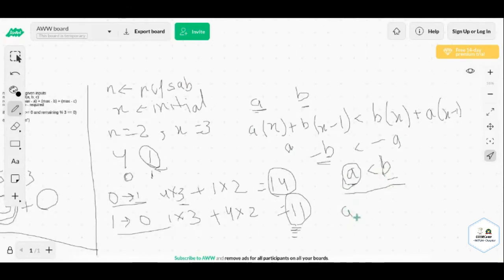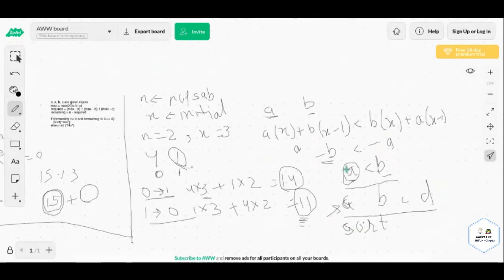So there are many subjects, A, B, C, D, with these numbers of chapters. What we can do is sort this in ascending order, and then find the total hours required. That will give us the optimum solution.